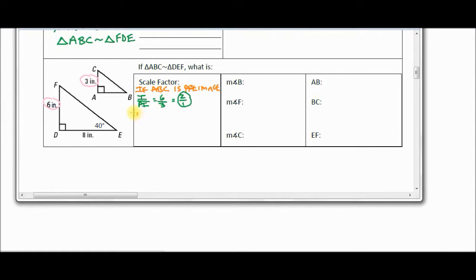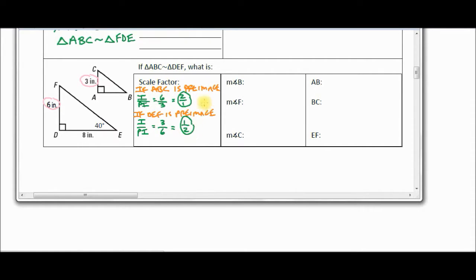Now, if it happens to be that DEF is the pre-image, then we got to reverse this process or flip it around. Now we're going to have image over pre-image, and now those roles have reversed. If DEF is the pre-image, then the corresponding side that we know the measurement of is 3. And on the pre-image, that corresponding side is 6. So now our scale factor is 1/2.